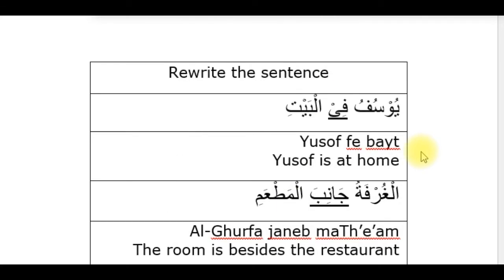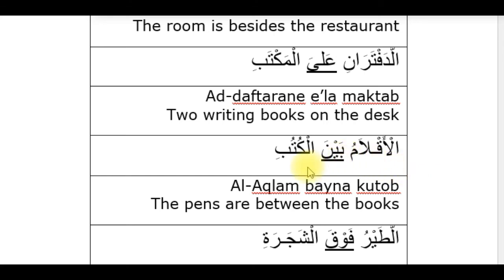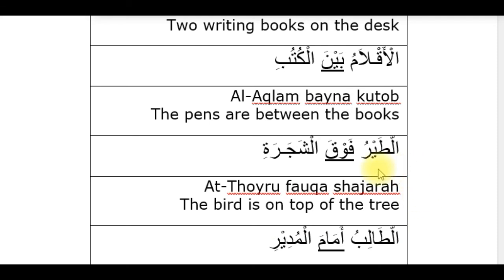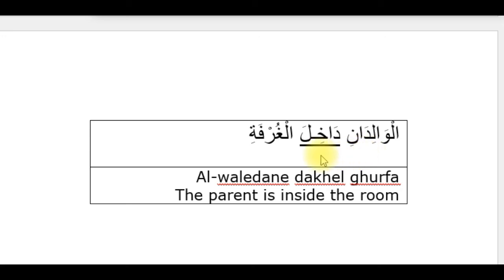Let's repeat one more time. يوسف في البيت. الغرفة جانب المطعم. الدفتران على المكتب. الأقلام بين الكتب. الطير فوق الشجرة. الطالب أمام المدير. الوالدان داخل الغرفة. الوالدان the parents, داخل inside, الغرفة the room.